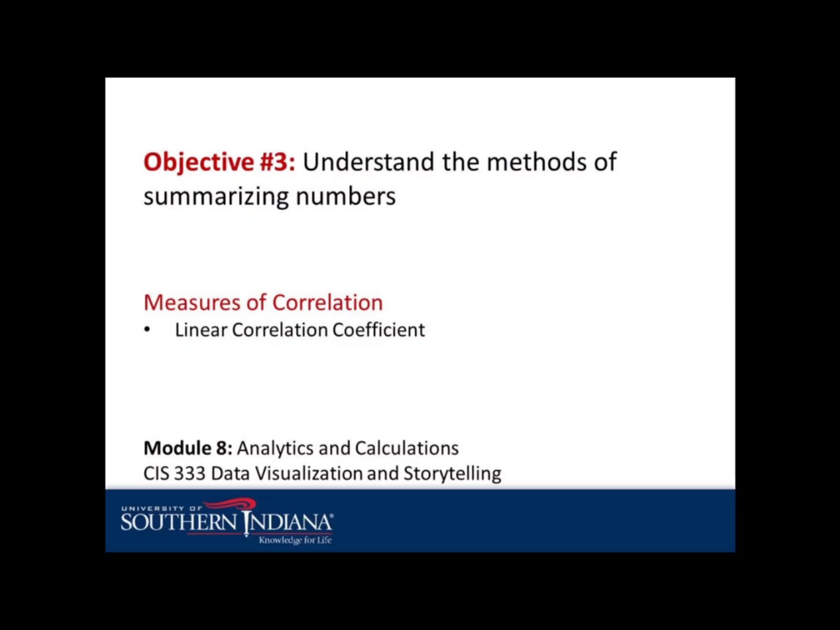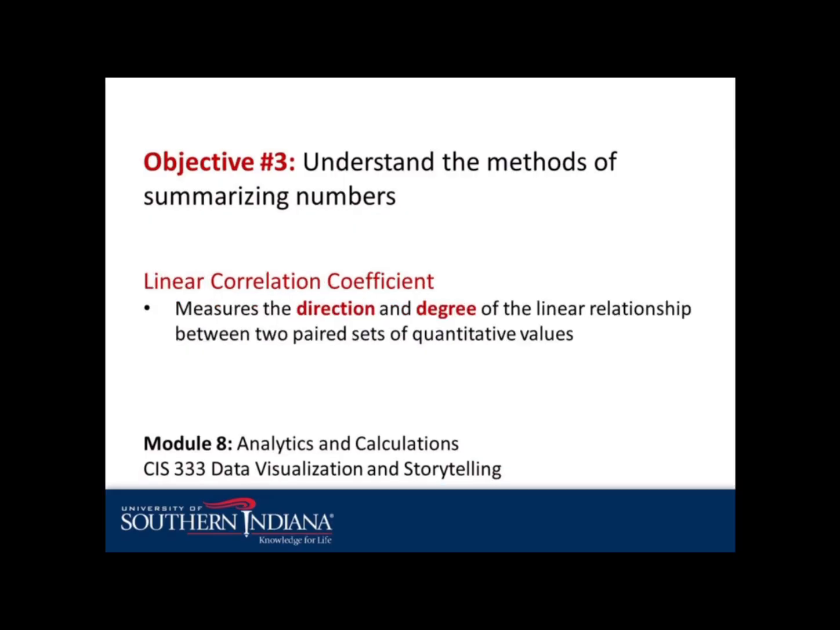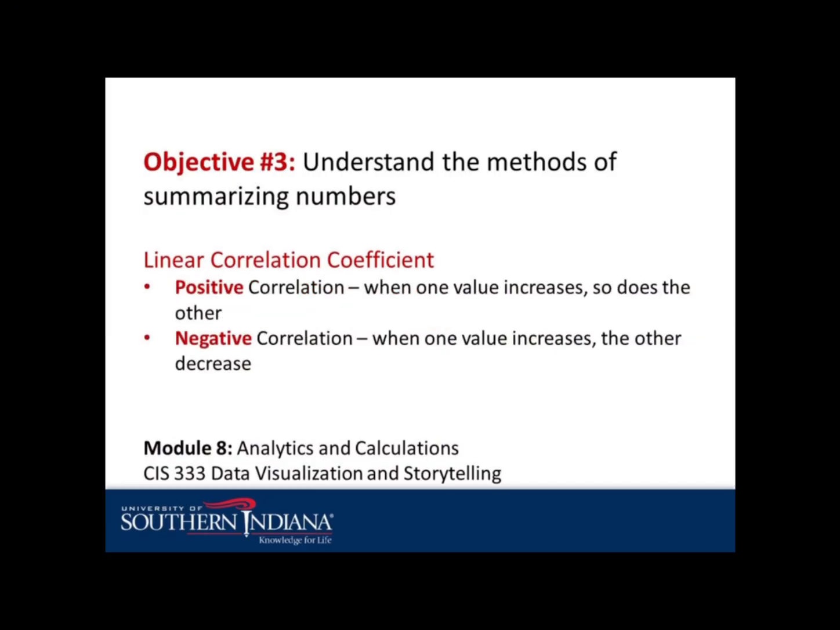Okay. Third type of aggregation, measures of correlation. That's going to be your linear correlation coefficient. And what that is, it measures the direction and the degree of the linear relationships between two pairs of quantitative values. So when we talk about two pairs of quantitative values, remember we're probably going to be talking about a scatter plot if we're visualizing this. But you have a positive correlation, which means when one value increases, the other value also increases. And then a negative correlation is just the opposite. When one value increases, the other decreases.